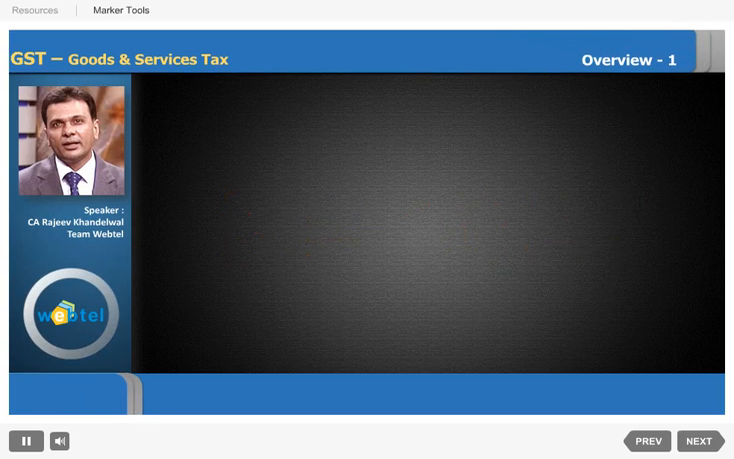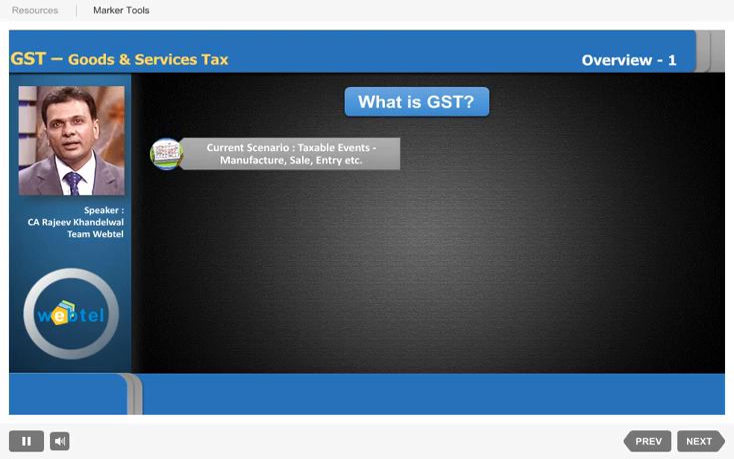So first of all, the question arises, what is GST? If we look at the current scenario, you are aware that we have multiple taxable events. Now, what does that mean? You are aware that when a product is manufactured, we have to pay excise duty. When it is sold, we have to pay VAT or CST. Similarly, in some states, when the goods enter a particular state, we have to pay entry tax, octroi, etc. So we have different taxable events prior to GST.